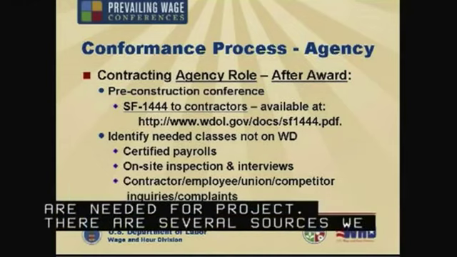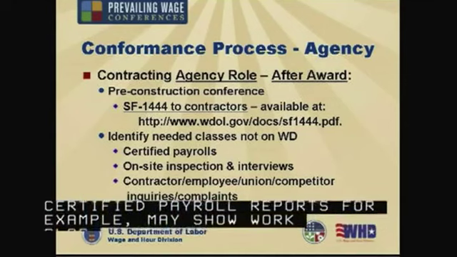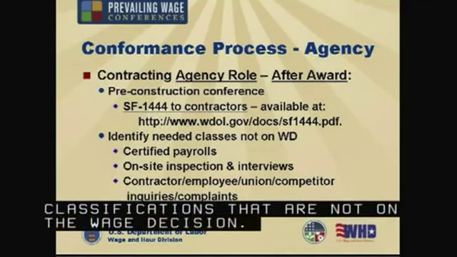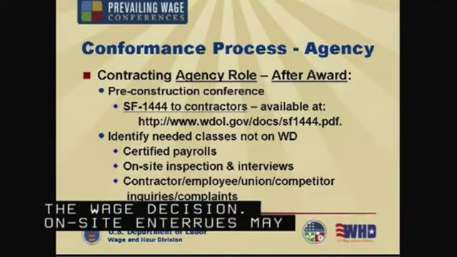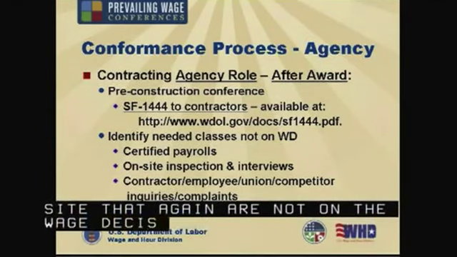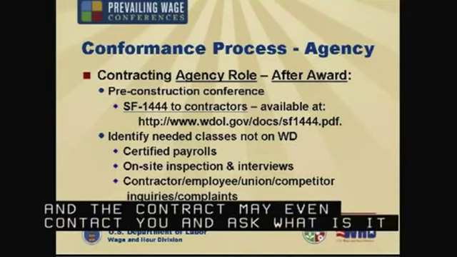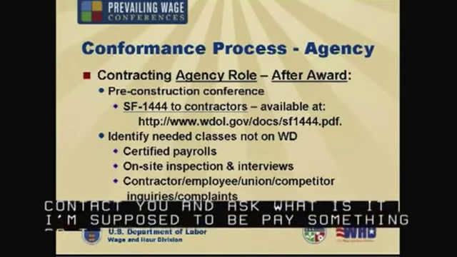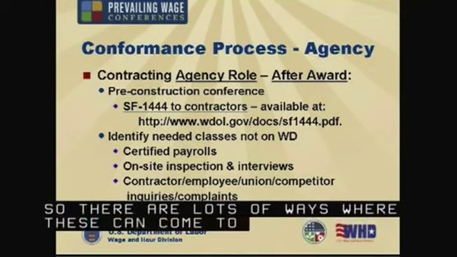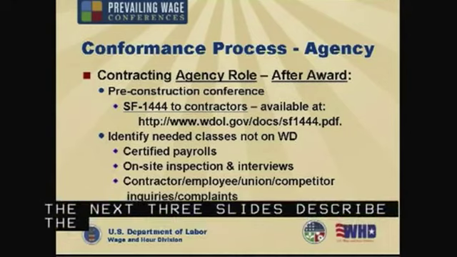Certified payroll reports, for example, may show work classifications that are not on the wage decision. On-site interviews may reveal other classifications on the job site that, again, are not on the wage decision. And the contractor may even contact you and ask, what is it that I'm supposed to be paying? So there are lots of ways where these can come to your attention. Now, the next 3 slides describe the contractor's responsibility. I'm going to skip ahead to the second one.